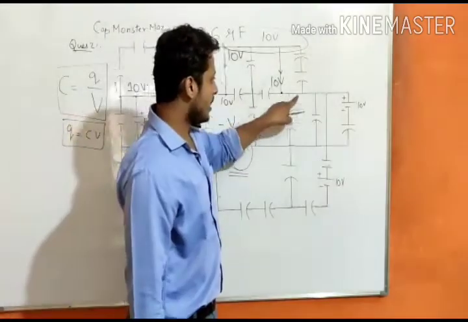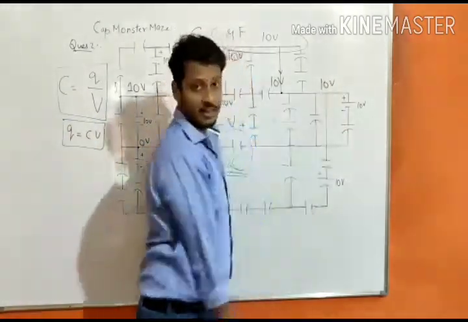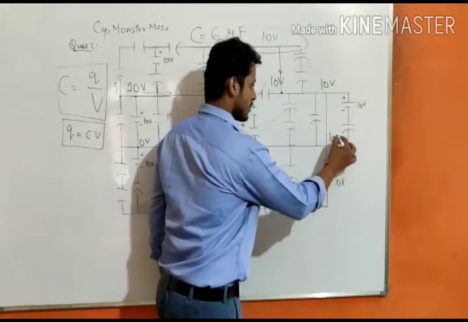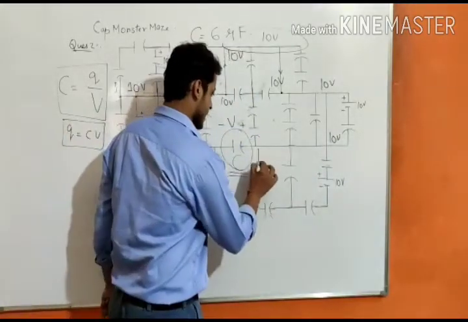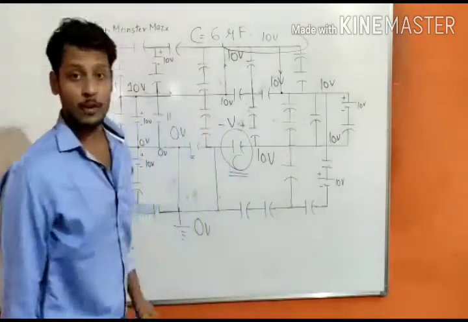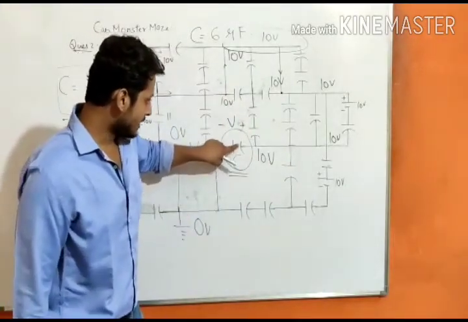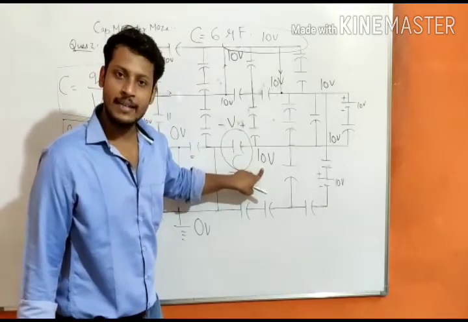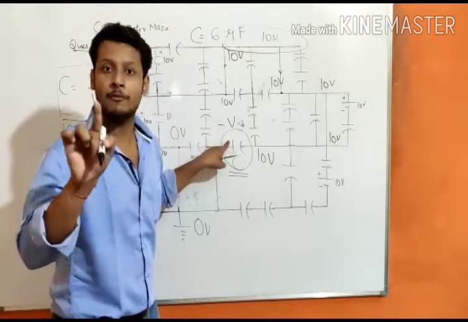Again moving from here to here, this will be 10 volt because no capacitor is connected. Again from this line, this will be 10 volt because no capacitor is connected. And again in this line there is no capacitor connected, so this is 10 volt. My dear friends, the game is over. Now this plate is at 10 volt. We have to find the potential of this plate. Then only we can find out the potential difference.